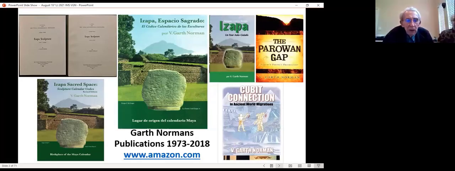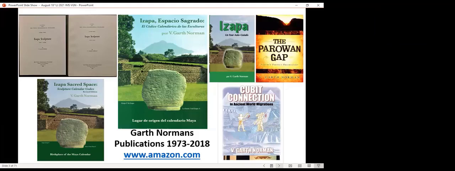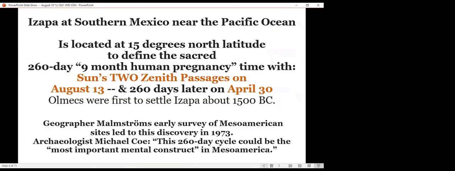So this is just showing a combination of pictures of my publications, which have been mentioned, and the NWF project reports, upper left, below that, Izapa Sacred Space, the English, Spanish version, the upper right, and then the far upper right, we have the introduction to visitors' guide to the ruins, and then the Cubit Connection book, lower right, with Jim's amazing cover design.